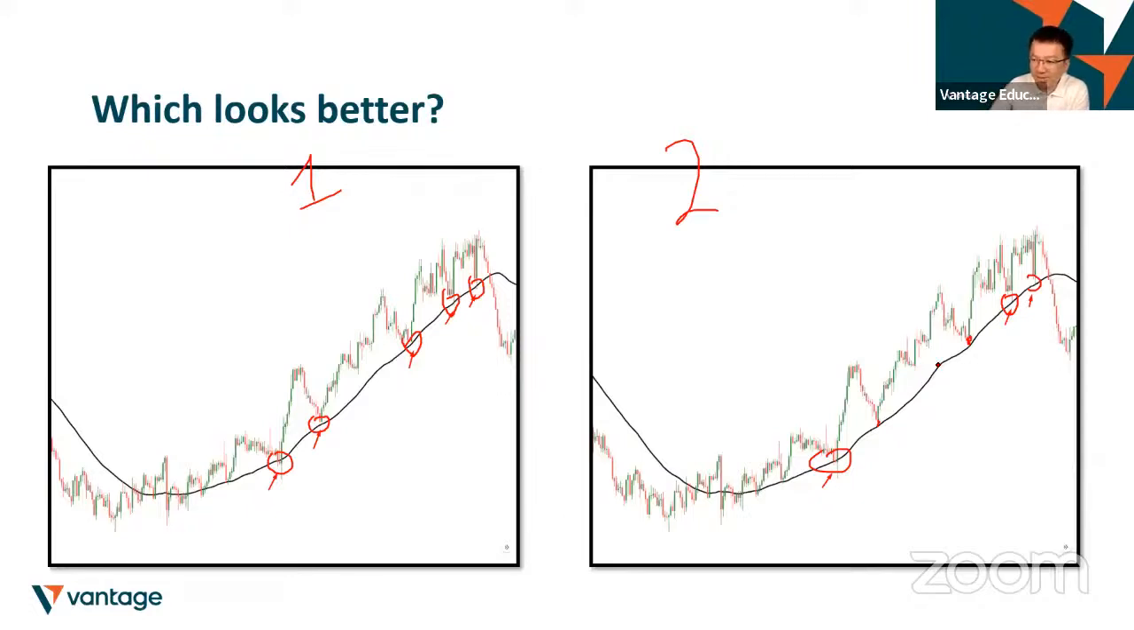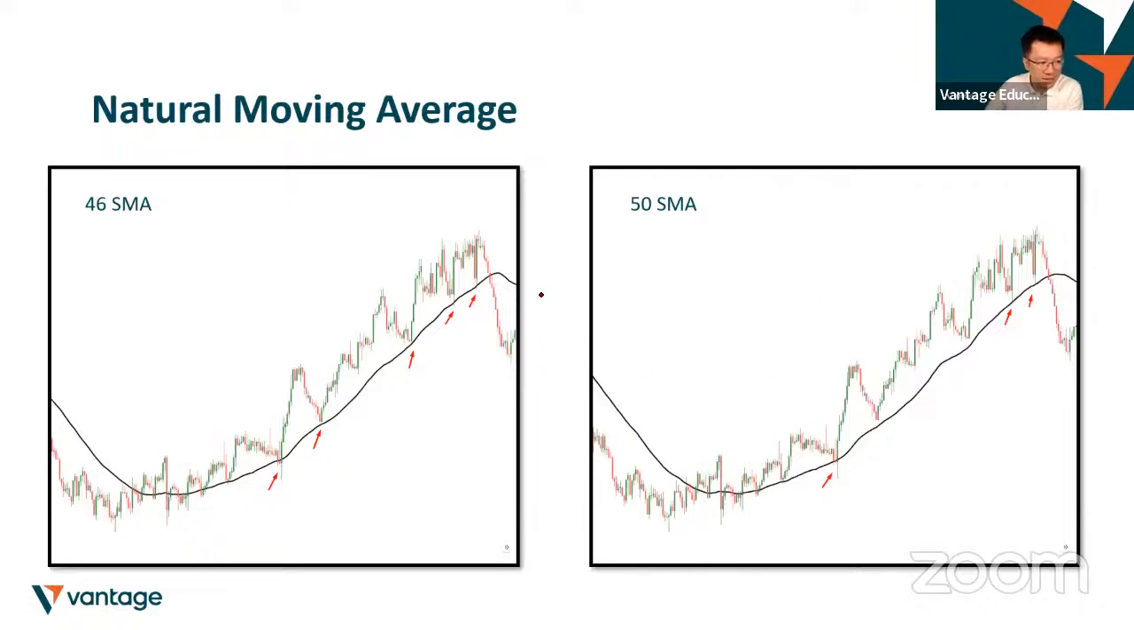All right, I see some answers there. I got a mixed bag of answers. So just to let you know, in this case, between 1 and 2, I'll consider 1 to be the better moving average, or I would say a stronger moving average. And this is why we consider it a natural moving average.